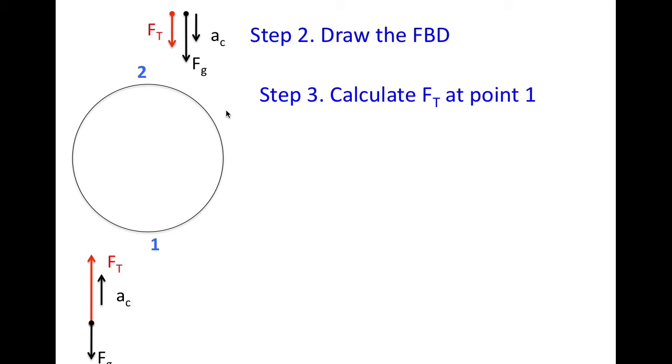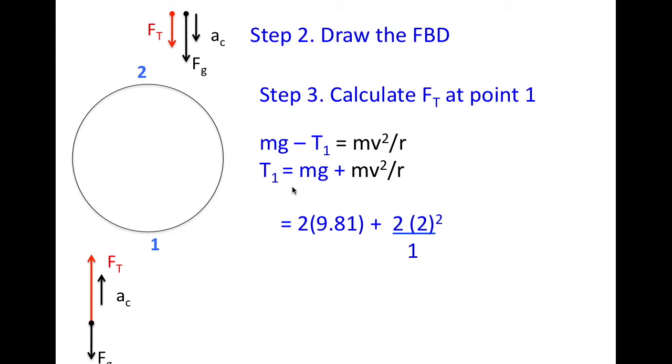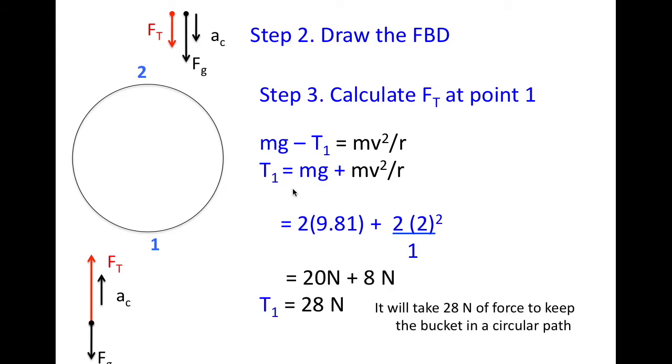Step 3 is to calculate the force of tension at point 1. And remember, what we need to do is just set the net force to that of the centripetal force. And at the bottom, because the vectors are opposing each other, we would take the tension minus the weight and set that equal to the centripetal force. When we solve for the tension, we get an answer of 28 newtons.